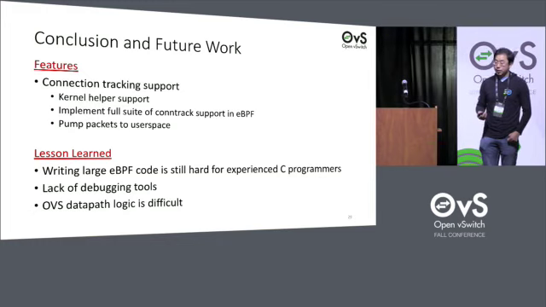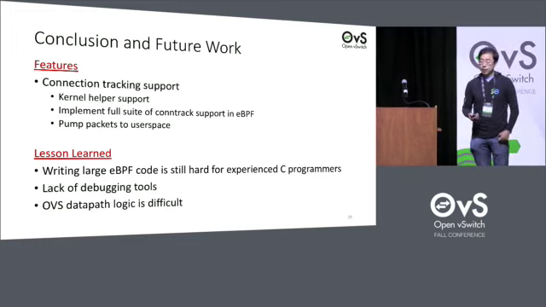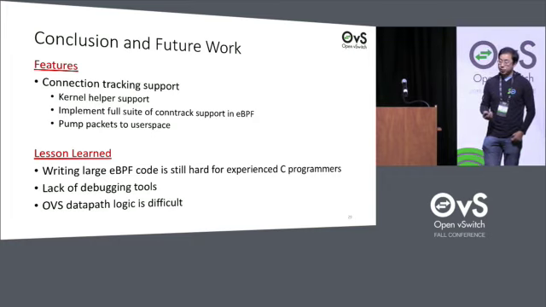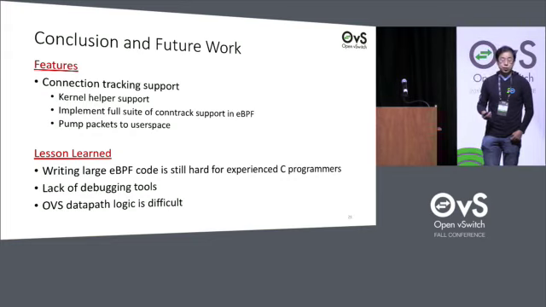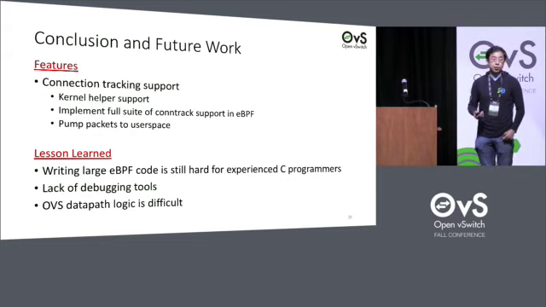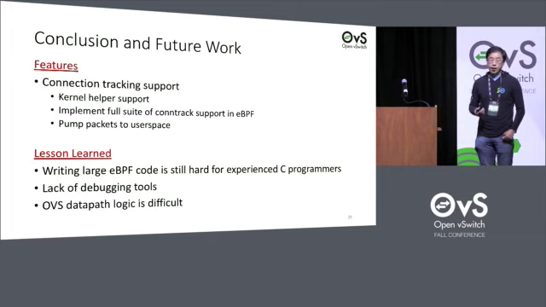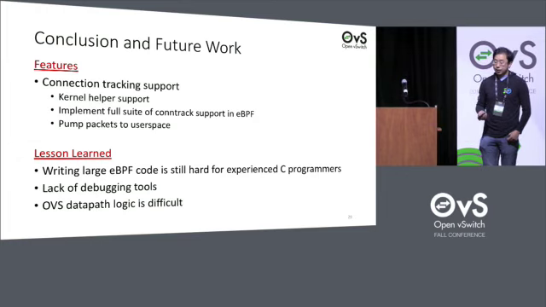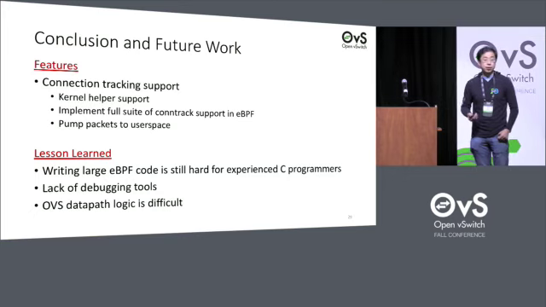And we learned a lot of lessons during the process. One is that writing large eBPF code is quite difficult because of the limitations mentioned above. Another one is that eBPF currently lacks debugging tools. So we put a lot of logging in our code to trace the packet and also hex dump the packet's data. So if anything goes wrong, we can inspect the logs to find out what's happening to the packet. And the third lesson we got is that the OVS datapath logic is quite difficult.